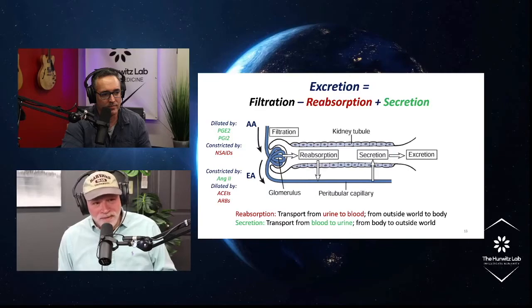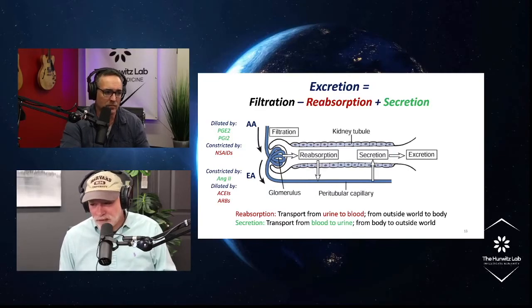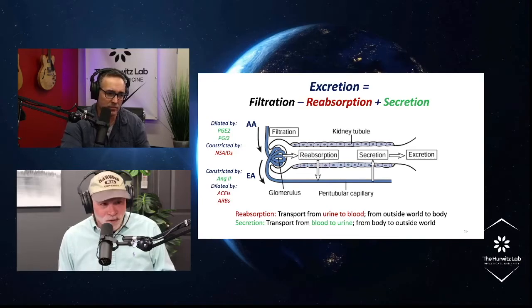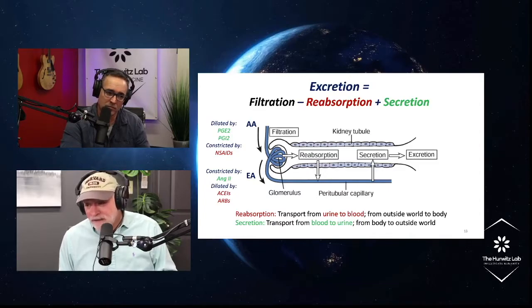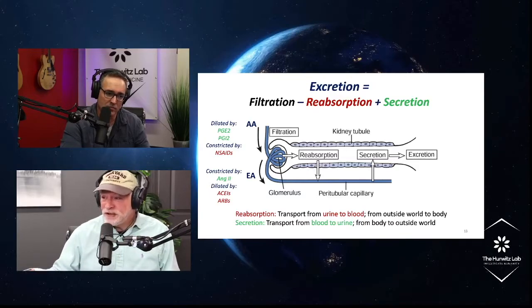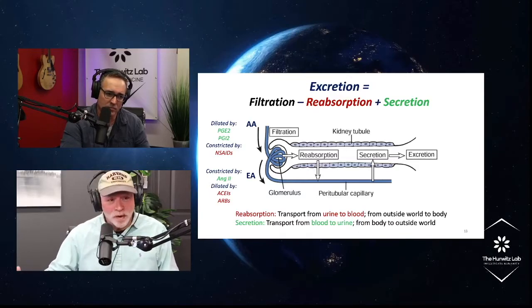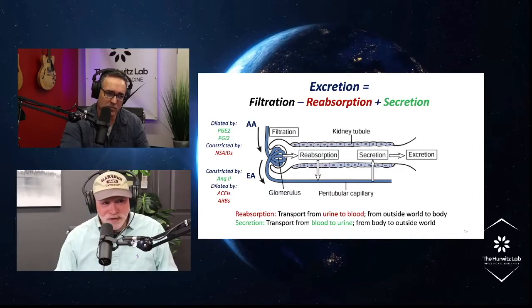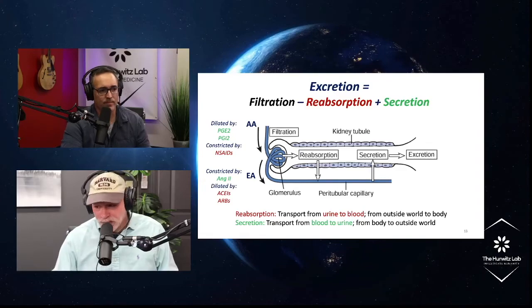So again, just to remind people of the directions, reabsorption and secretion are just the two arrows. Reabsorption is called reabsorption because it goes from the outside world, the urine, back to the inside world, the blood. And secretion is just transport in the other direction, from the blood, the inside world, to the urine. So just because you're reabsorbed doesn't mean you can't be secreted. And just because you're secreted doesn't mean you'll be excreted, because it could still be subsequently reabsorbed.